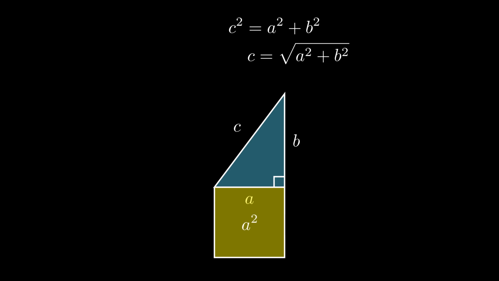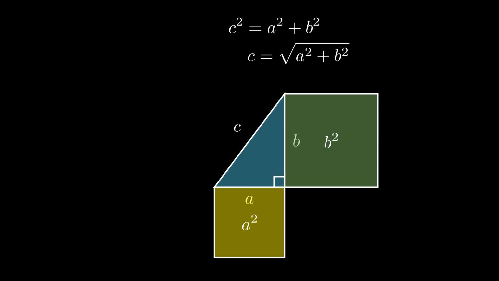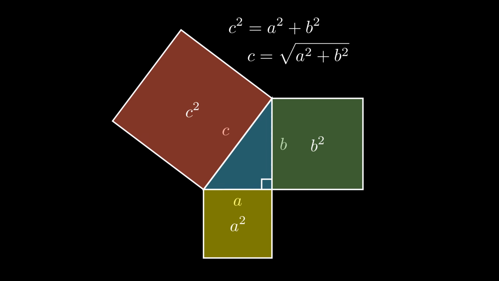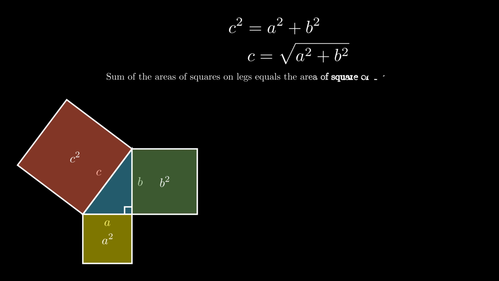First, let's draw a right-angled triangle and label the sides. The two legs are A and B, and the hypotenuse is C. The theorem states that in a right-angled triangle, the square of the length of the hypotenuse is equal to the sum of the squares of the lengths of the other two sides. Or let's say, if we create squares on each of the triangle sides, the area of the square on the hypotenuse will be equal to the sum of the areas of the other two smaller squares.